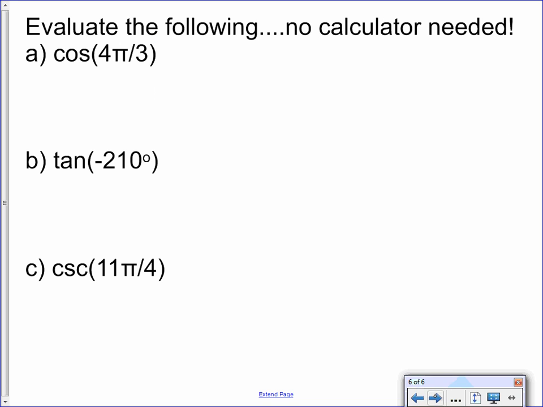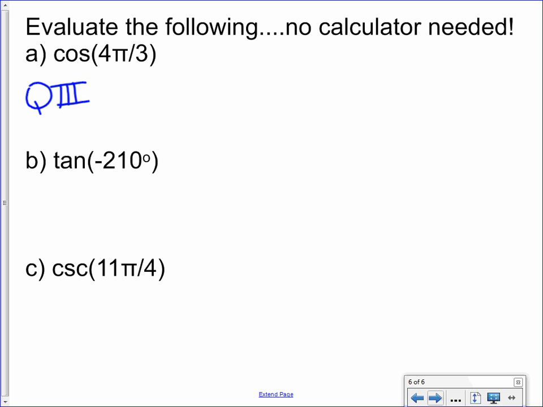All right. Last set of questions. We're going to evaluate these without our calculator. Why are we evaluating these without our calculator? Because they are special angles. We can use our unit circle. So first of all, 4 pi over 3. Where is that? That's in quadrant 3.